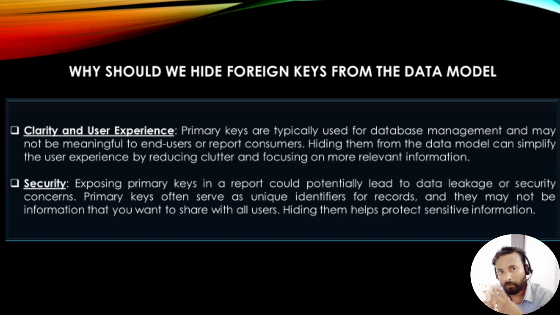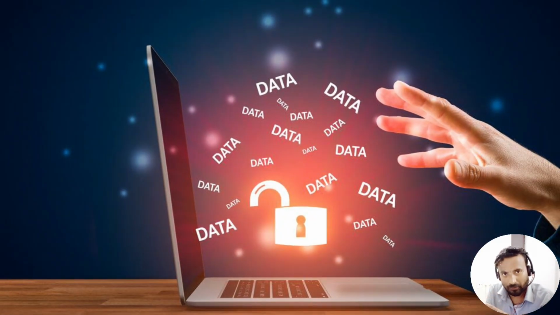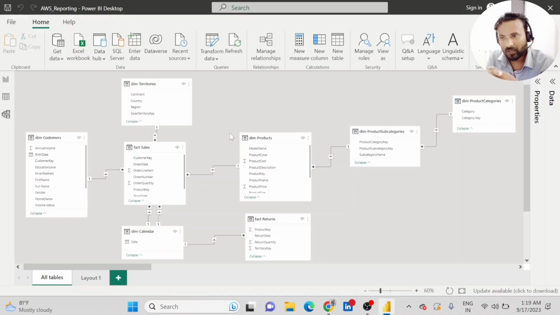The second reason, which is the major reason and always a concern for everyone, is security. A foreign key could sometimes potentially lead to data leakage and security concerns. The foreign key may indirectly reveal some information about the database structure or the relationships that you really don't want to expose to all the users. So it is always best practice to hide these foreign keys. Apart from these, I don't think the foreign key is of any use, and that is the reason we should hide foreign keys from the whole model.